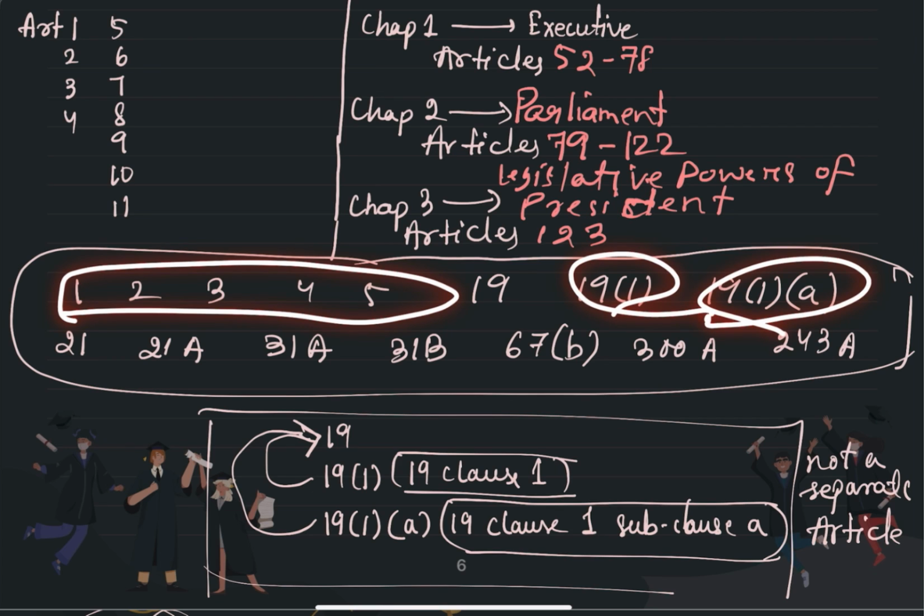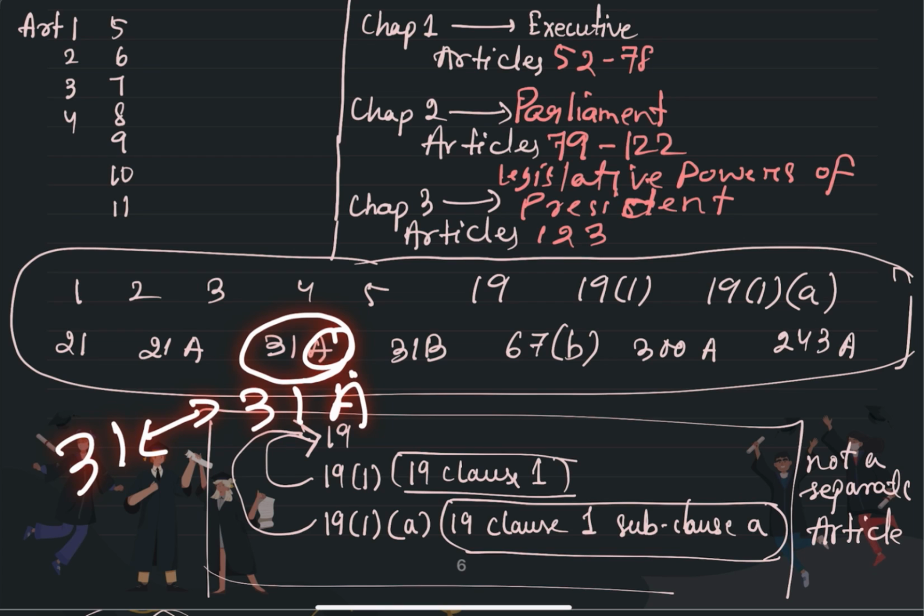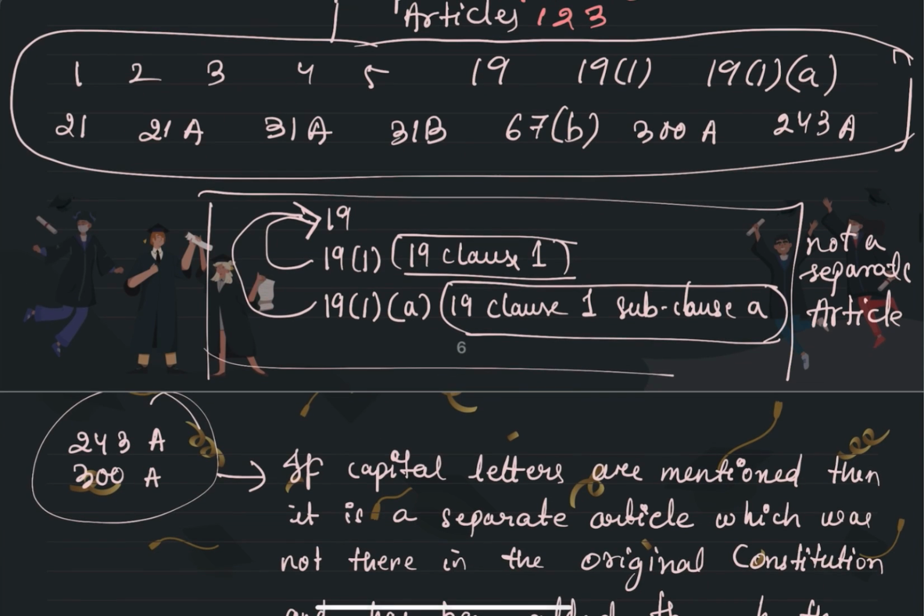So now we will learn how to pronounce. Like see, this is 19. This is 19 clause 1. This is 19 clause 1, subclause A. So all of these are part of 19. Whereas if I talk about 31A, that is the capital A, this denotes that 31 has no relation with 31A. That means this is a new, separate article.